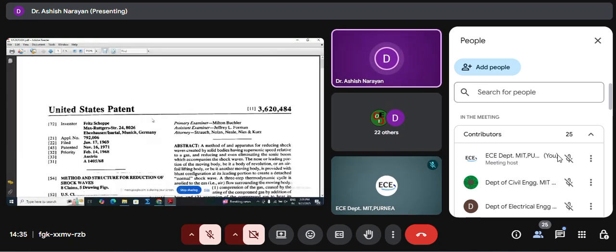Just like if you want to patent some product, like this is a US patent. How to write this thing? If you know how to write a research paper or some literature, then you will understand better.